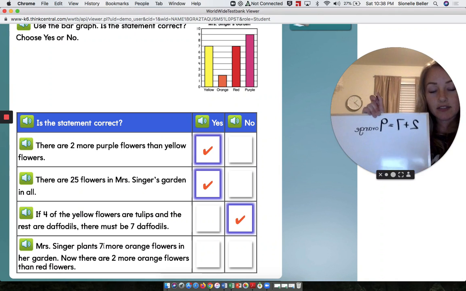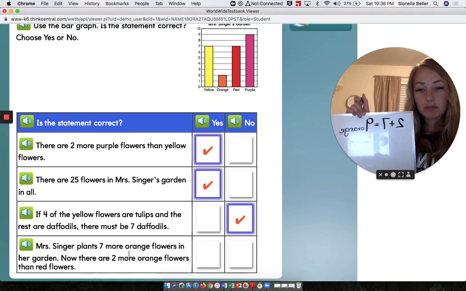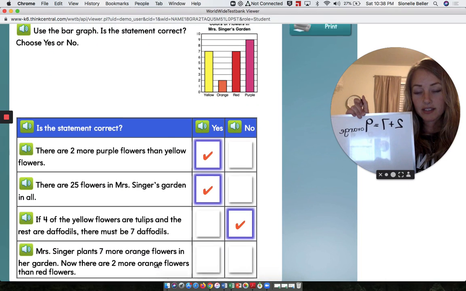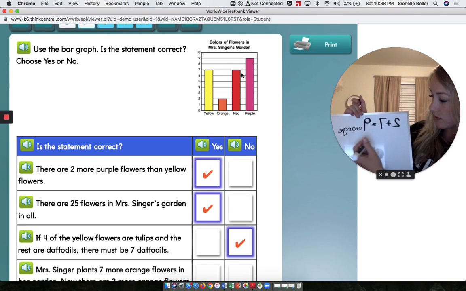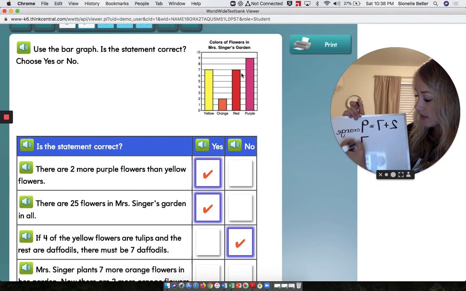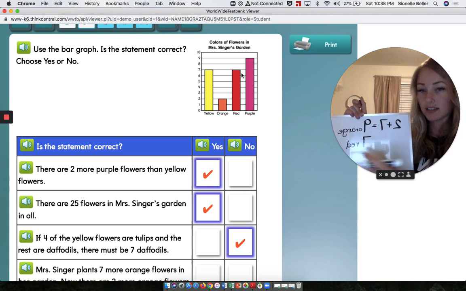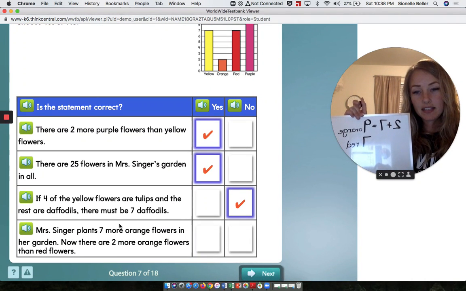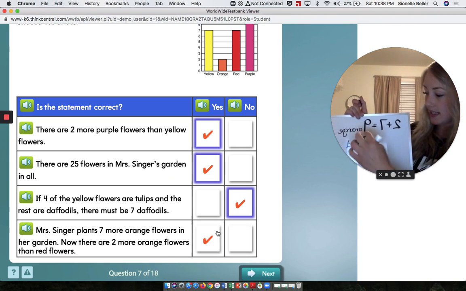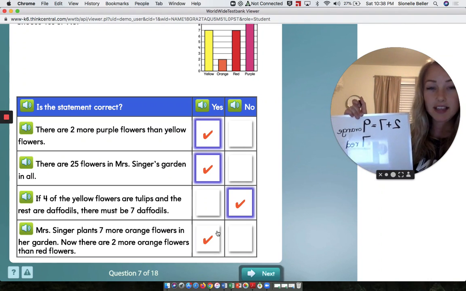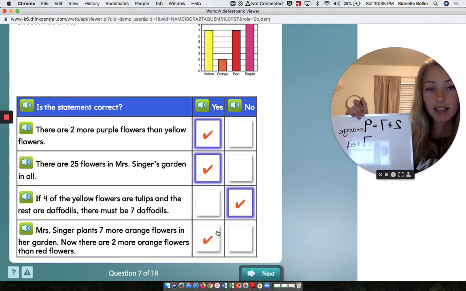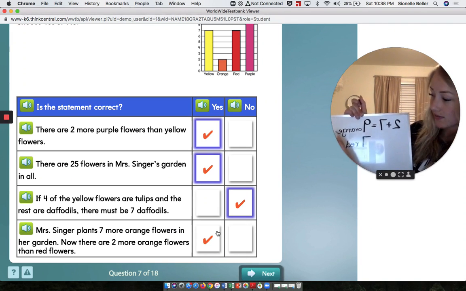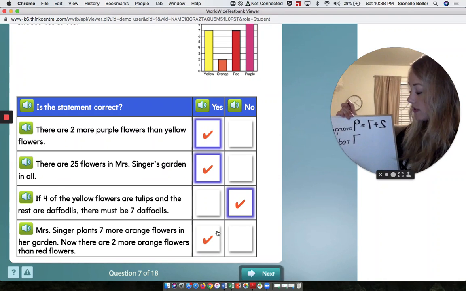And this is saying if she had 9 orange flowers, that would mean that she has 2 more orange flowers than red flowers. How many red flowers does she have? If we look at our graph, she has 7 red flowers. 9 orange and 7 red. It's saying that that would be 2 more orange than red. Is 9 2 more than 7? Does 7 plus 2 equal 9? It does, right?